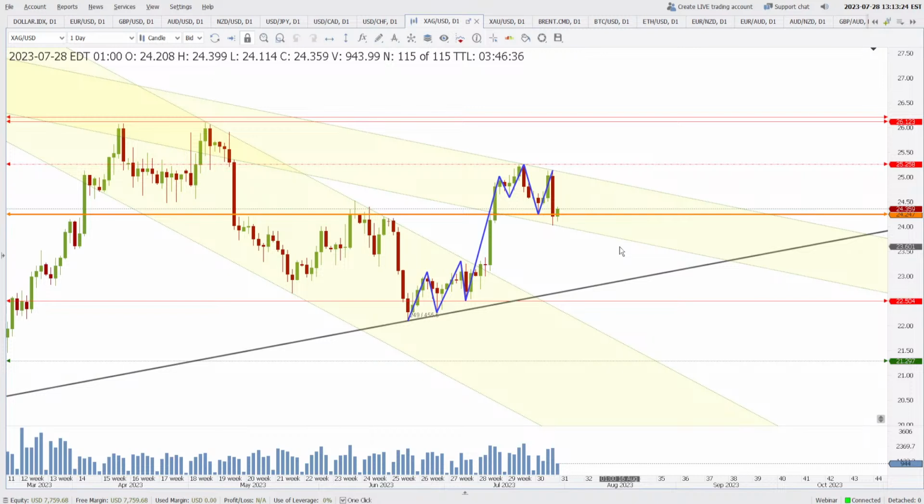Crucial level for silver. Yesterday we drew a channel by joining these two highs and this low, and I think the price will go again towards this area to test it as a fresh resistance and then come back down, because for some time at least it will be going down.